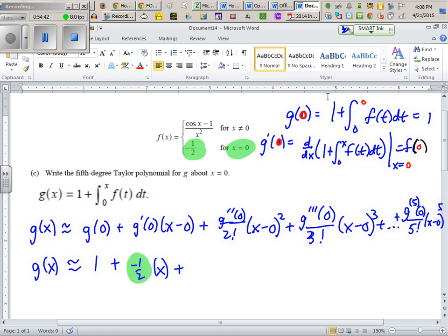Plus g double prime of 0. Oh, really? Well, that's just f prime 0. Didn't you write down f prime on the previous problem? Look back at part B. See, g double prime of 0 is going to be f prime of 0. It's going to be easy from here on out, you see. Wasn't f prime of 0, 0? Back in part B? That's good news. Wonderful.